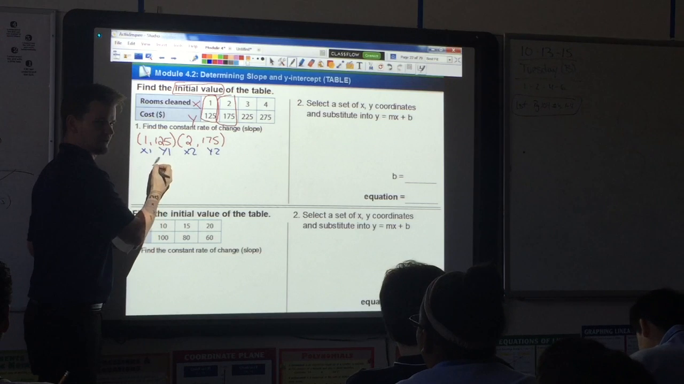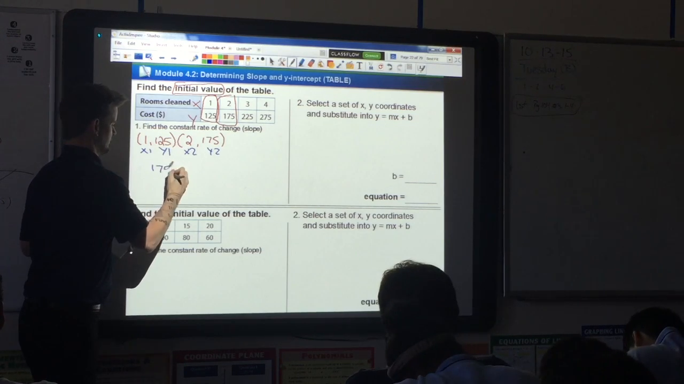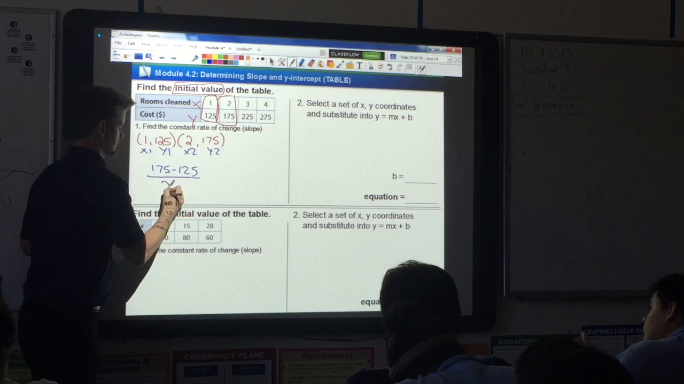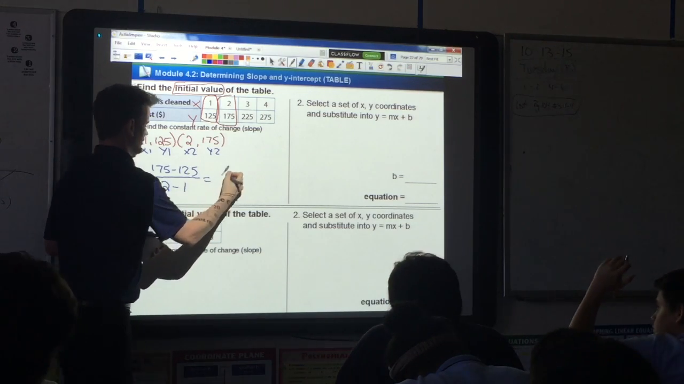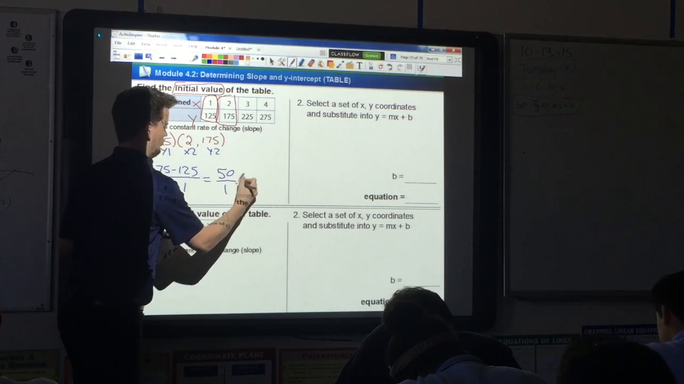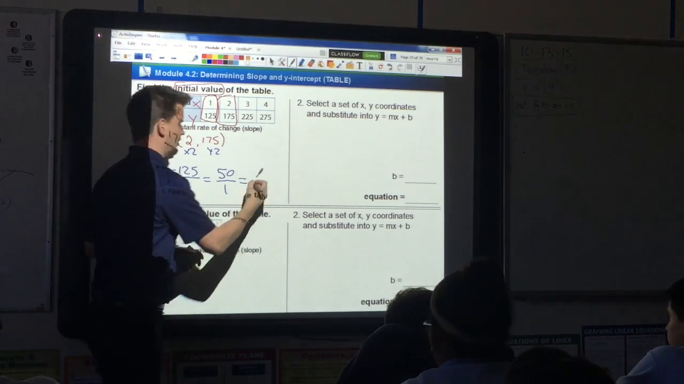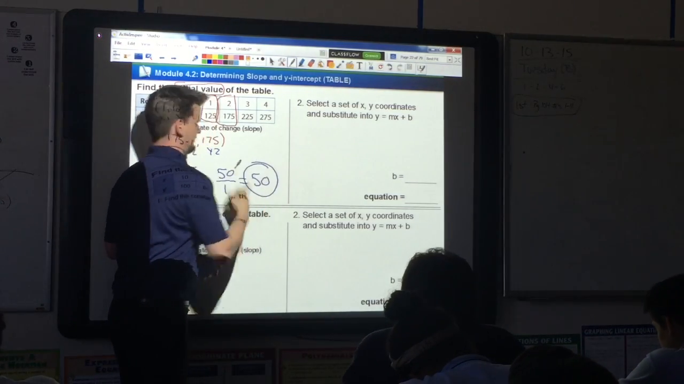So we substitute in. What am I going to write, Dylan? 175 minus 125 over 2 minus 1. That's going to equal 50 over 1, which means the slope of this table is 50. Slope, also known as the constant rate of change, is 50. So we have the first part.